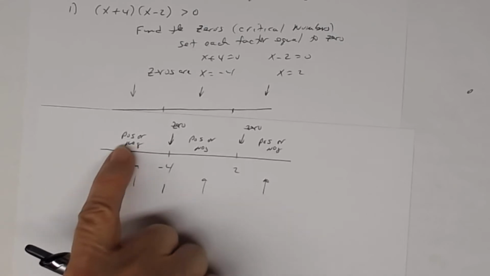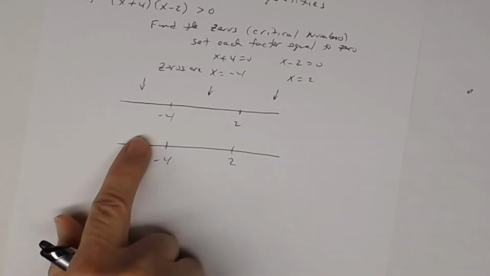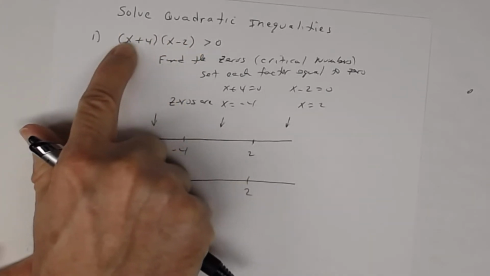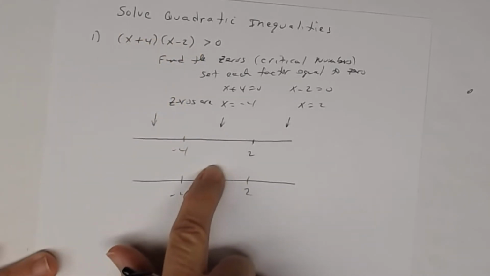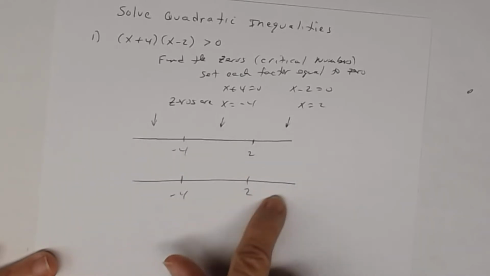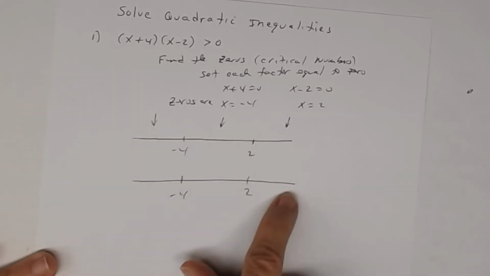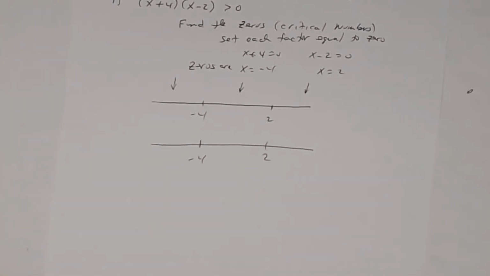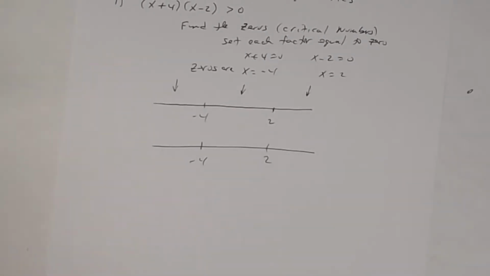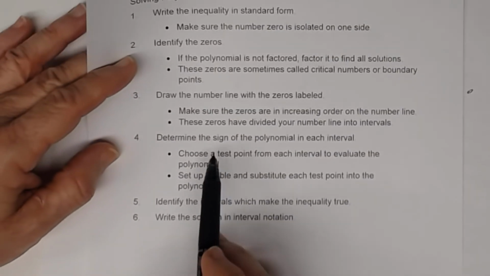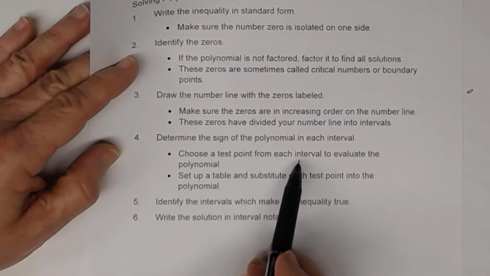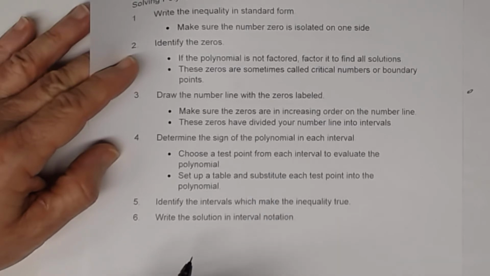Okay, so you may ask, how do you determine if this polynomial, or this product, is positive or negative in this interval? All right, fair question. Very simple. You are going to use what's called a test point. You're going to choose a test point from each interval to evaluate the polynomial.